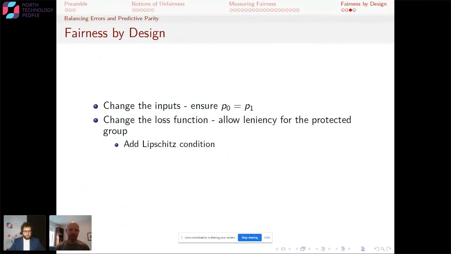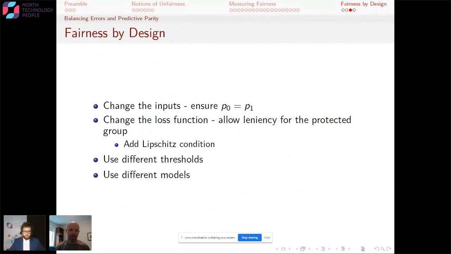You can change the loss function. So if you're doing something with logistic regression or neural networks, it's very easy to change it. With some of the algorithms like XGBoost or random forest, you might struggle a bit more, but you can actually change the loss function and, for example, even add the Lipschitz condition into it by creating a penalty if you disobey it. You can also add a loss function based on the equality of odds or equality of opportunity, so that the algorithm is forced to obey those a bit more.